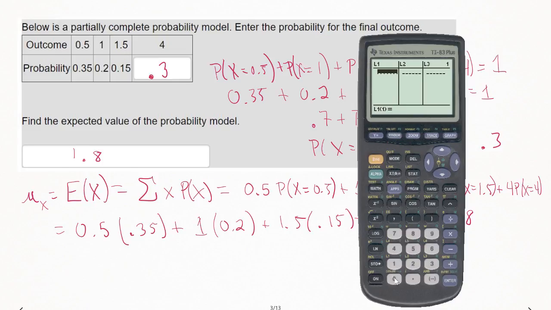The first list I'll put in is the outcomes. Remember, 1.8 is our magical number. So you go 0.5, and then our next outcome is 1, then our next outcome is 1.5, and then our next outcome was 4.